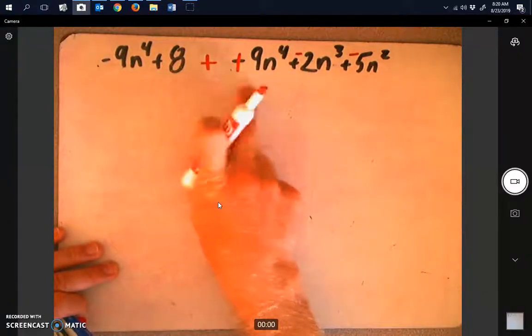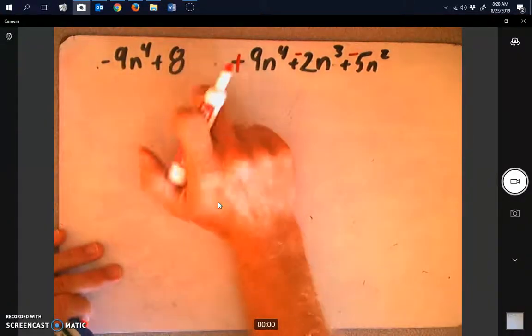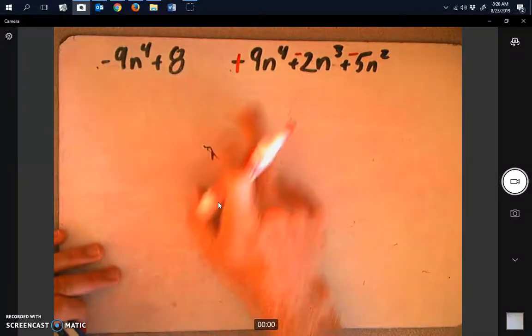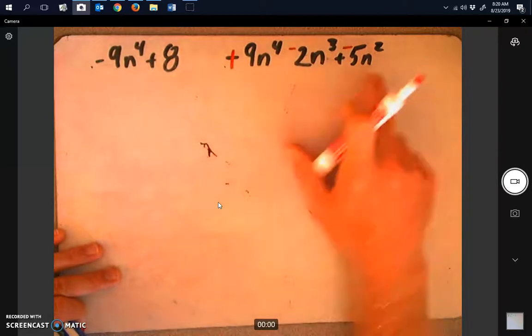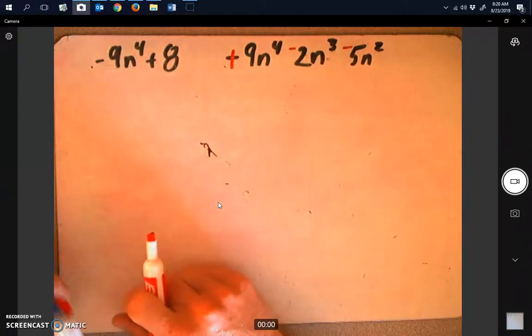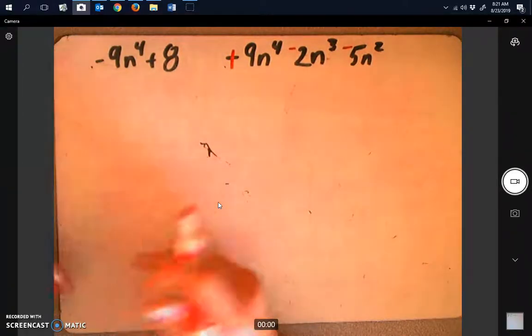Well, 2 plus signs in a row is not needed. So we can just erase one of those. Plus and negative is technically just a negative, so you can erase that if you want. And a plus and negative is also just a subtraction problem. So now we need to proceed normally.